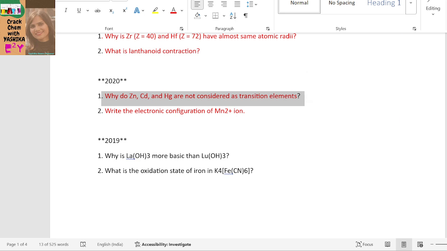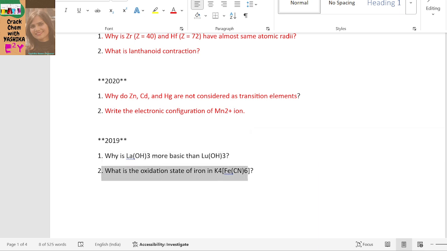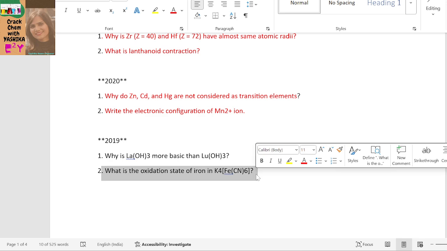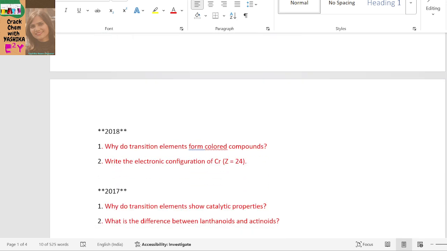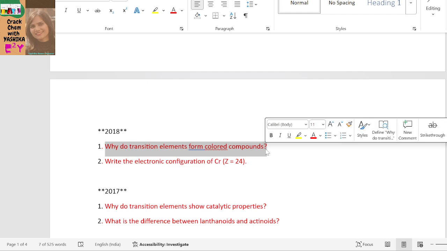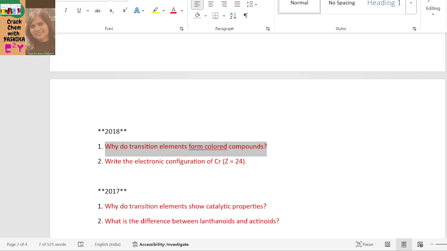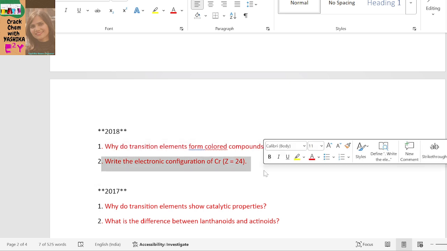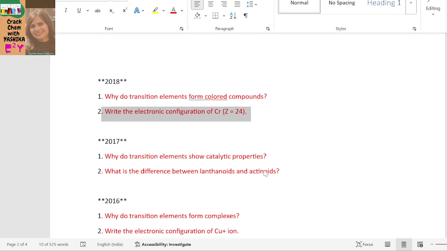Write the electronic configuration of Mn2 positive ions. Why is lanthanum hydroxide more basic? What is the oxidation state of iron in this particular complex? Why do transition elements form colored compounds? And also write down the electronic configuration of chromium, having the atomic number 24.